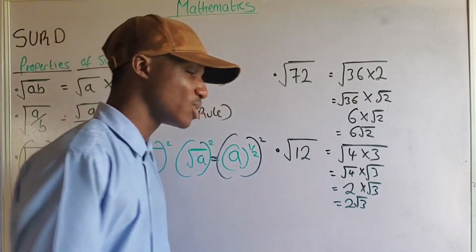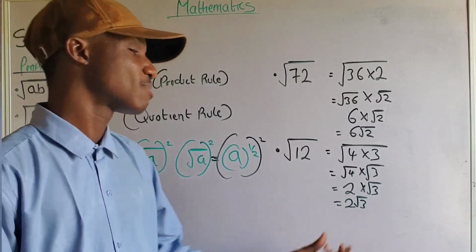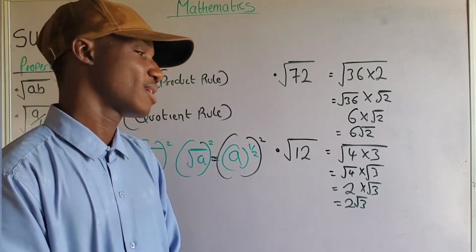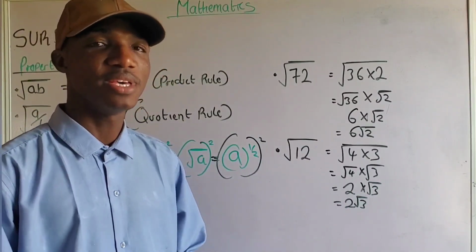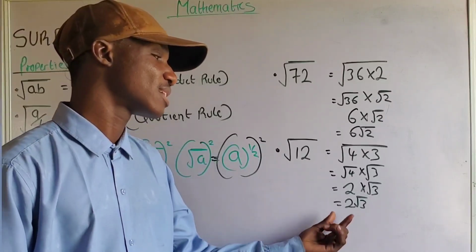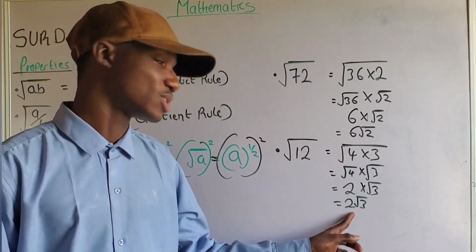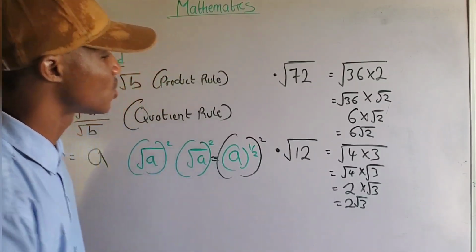Now let me ask you a simple question. What type of surd can we call this one? Yes, it is a mixed surd because it has a coefficient, which is 2. Okay, so let's proceed to another question.